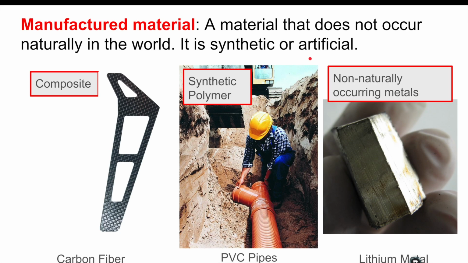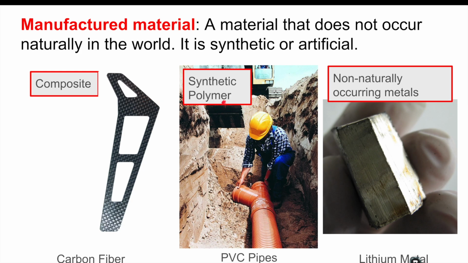We have manufactured materials. So this is a material that does not occur naturally in the world. It is synthetic or artificial. So you can think of things like composites. So this is carbon fiber. This is actually the tail of a toy helicopter. And it is made out of carbon fiber and resins, and it's a composite. So it's made out of two different materials.